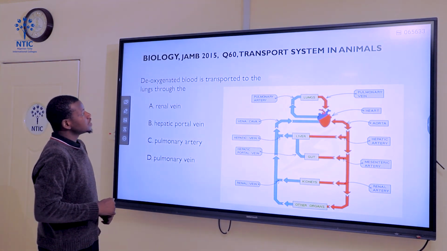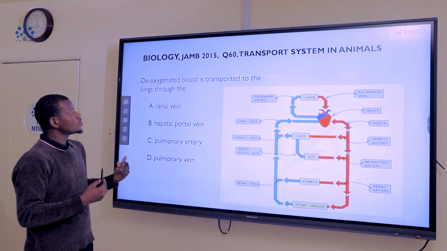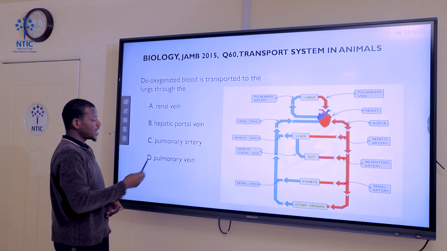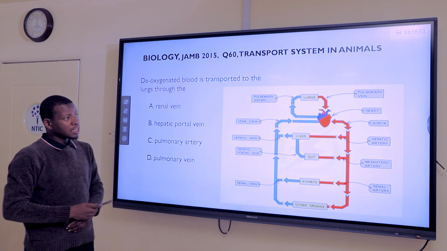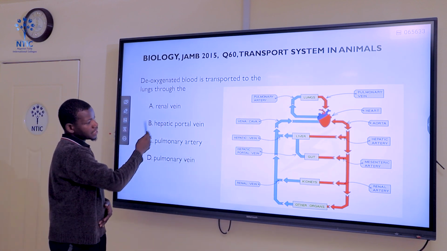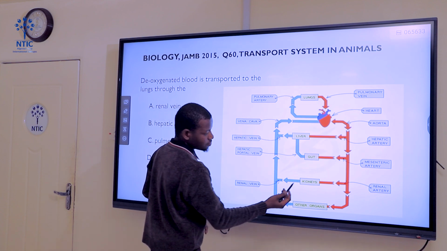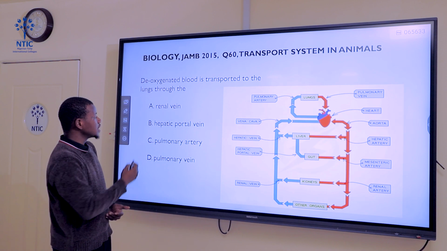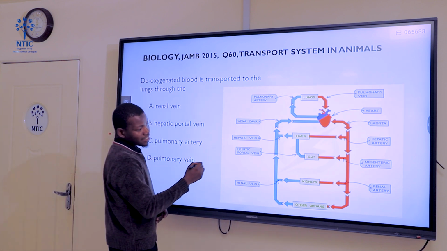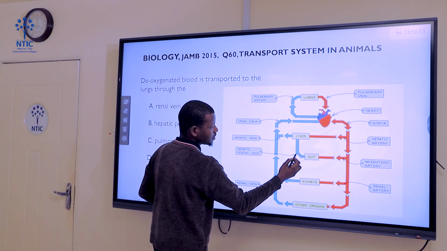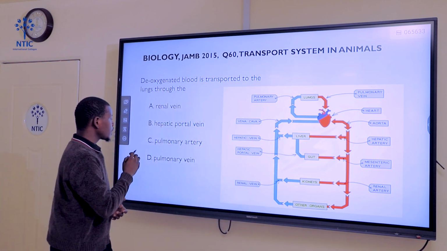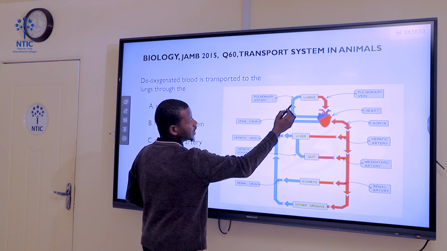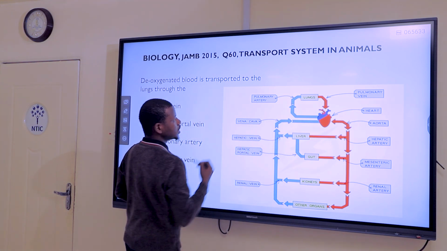Question 60. The oxygenated blood is transported to the lungs through A. Renal vein, B. Hepatic portal vein, C. Pulmonary artery, and D. Pulmonary vein. Now, using this diagram, renal vein is the vein that takes blood away from the kidney. Hepatic portal vein is a vein that takes blood from the gut or the small intestine to the liver. The pulmonary artery is that artery that takes blood away from the heart to the lungs.